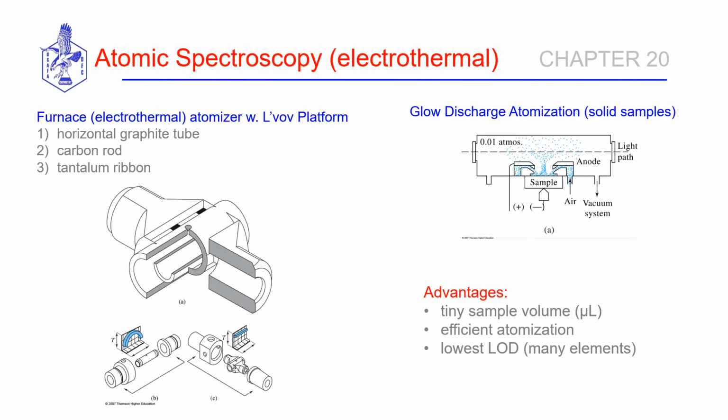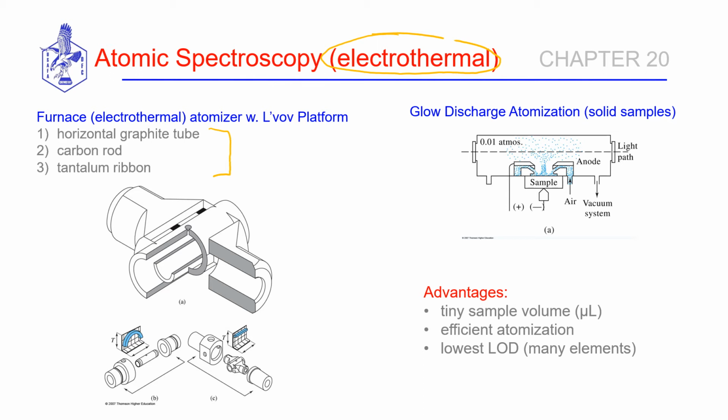As an alternative to our flame methods in atomic spectroscopy, either absorption or emission, we can use as the energy source to excite our analyte species and get it up into the ground vapor state a furnace or an electrothermal source. These can be made of different materials, so it can be a horizontal graphite tube or a carbon rod or a tantalum ribbon.